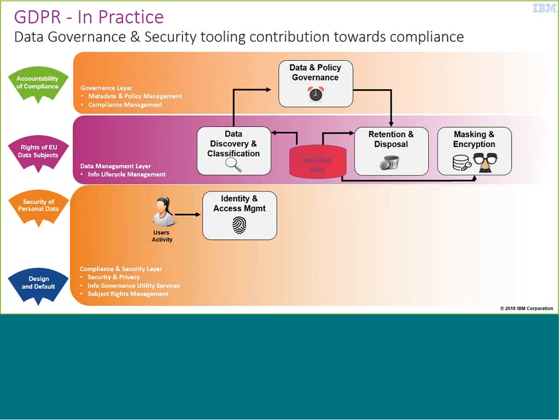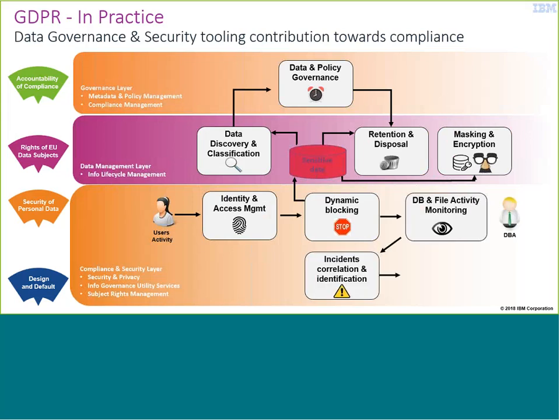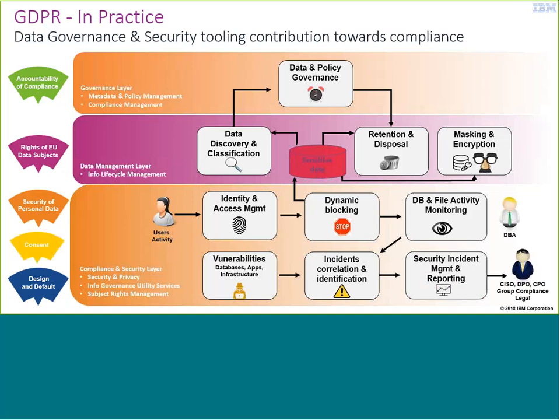At the compliance and security layer, there are some user activities happening, and in the GDPR practice, we have to take care of identity and access management. And then, because of the encryption and masking, we have to do the dynamic blocking also, not only, for example, in a credit card dynamic masking, but also at an access and identity management layer. And then subsequently, the incident reporting, vulnerabilities, and the CDO's discretion to decide who needs to see what.